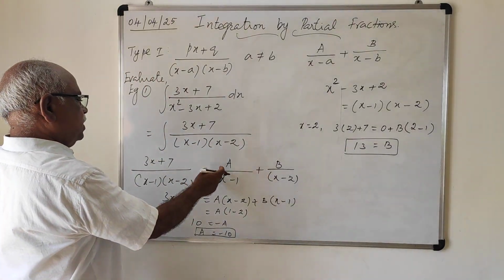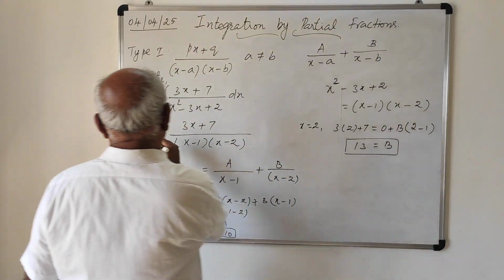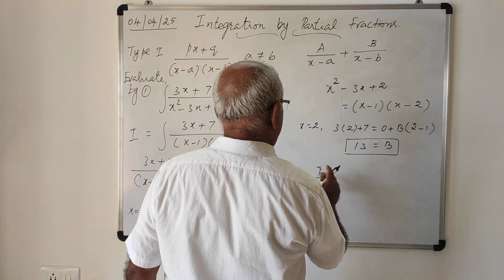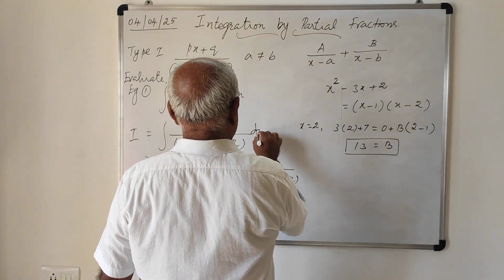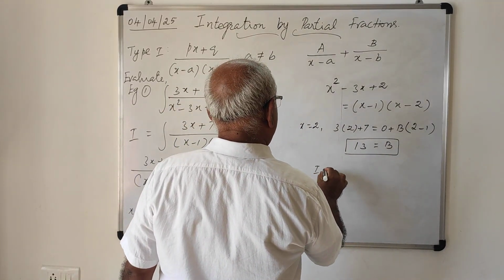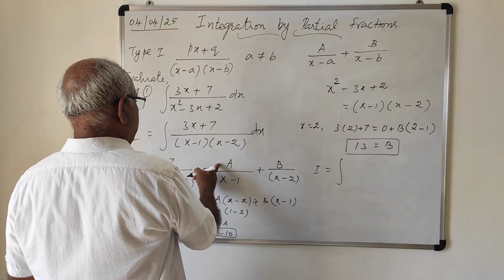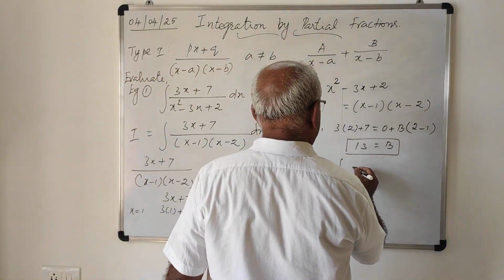Now you substitute these values of a and b here. Therefore the integration becomes this integral. You consider the problem as I, the integration problem. I equal to the integral of a, where a is minus 10, by x minus 1.